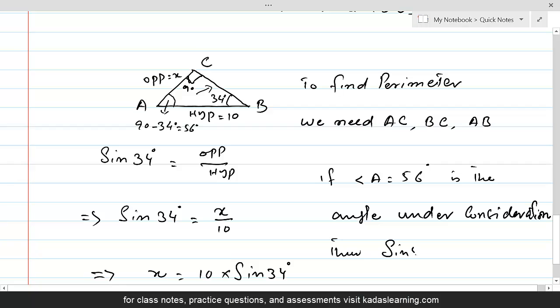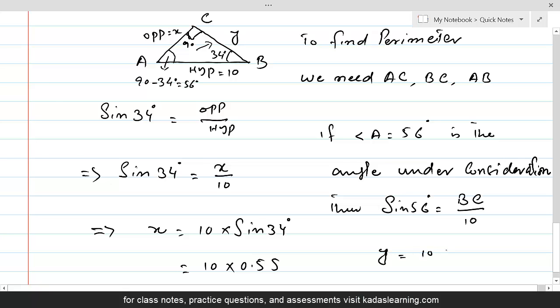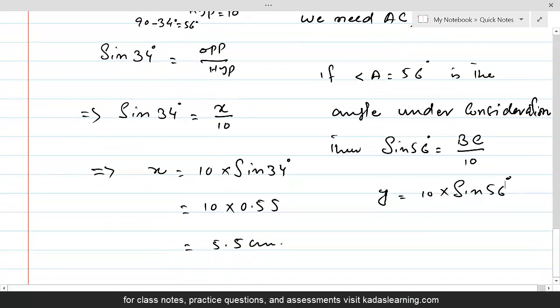sine of 56 degrees will be equal to side BC, because BC now becomes the opposite, over 10. So BC, which is named y, let's call this y, is equal to 10 times sine of 56 degrees. Sine of 56 degrees from the calculator is 0.82, and upon multiplication this value becomes 8.2 centimeter.